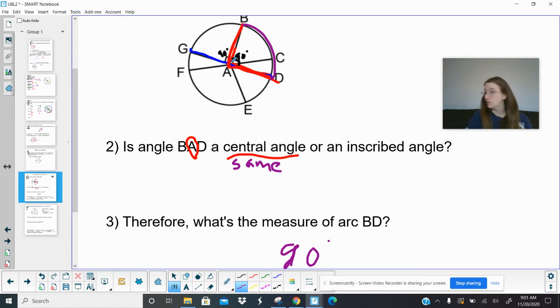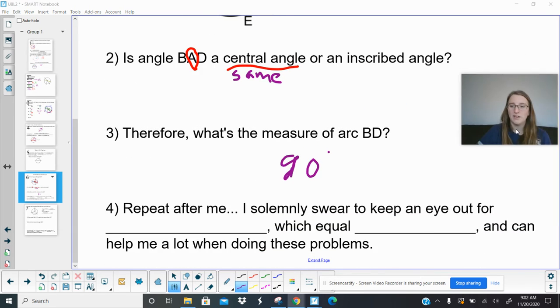That is only because the angle comes from the center. Again, that relationship does not apply if the angle does not come from the center. But because it does, the angle and the arc are going to have the same measure. So, repeat after me.